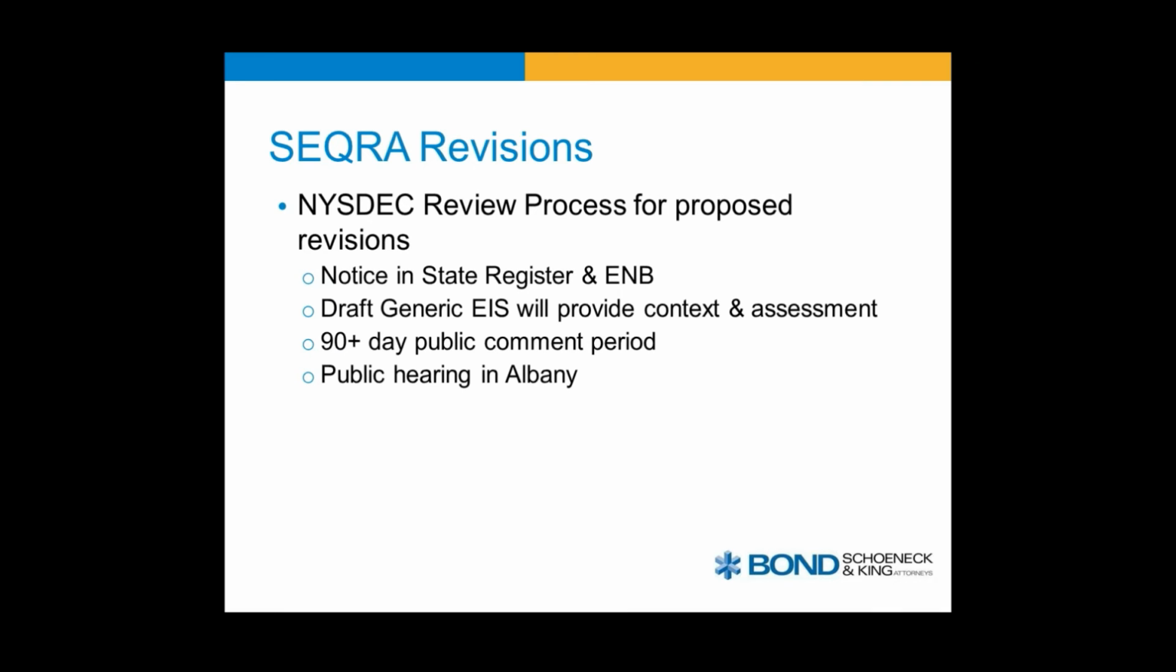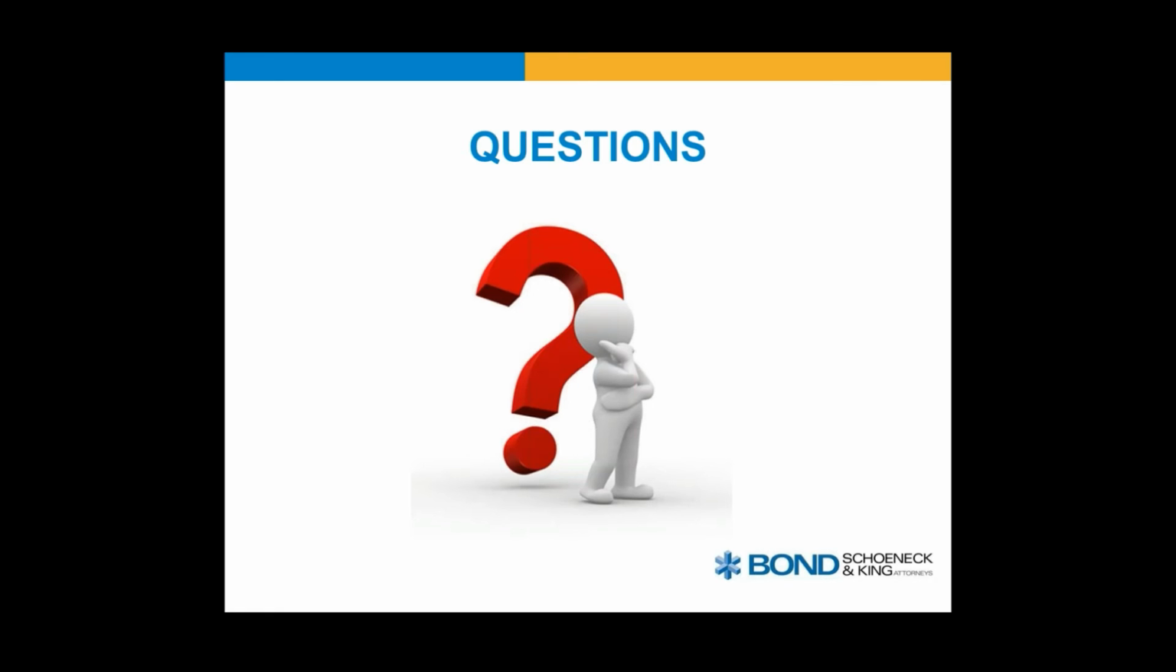And so the DEC will publish notice of these revisions in the State Register and the Environmental Notice Bulletin. They'll put out a draft generic environmental impact statement. There'll be a 90-day public comment period. They'll hold a public hearing in Albany for anybody wishing to comment on those revisions. And so I know we went a little over, and I apologize. If anybody has any additional questions, we'll give you a few minutes to submit those now.